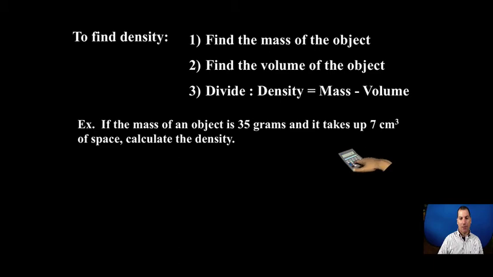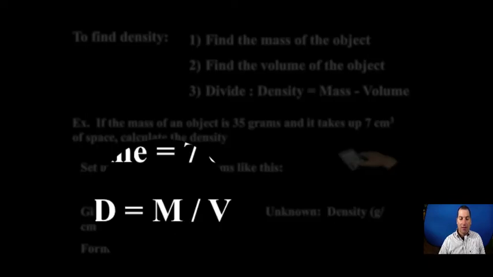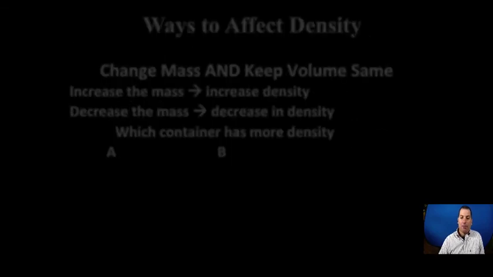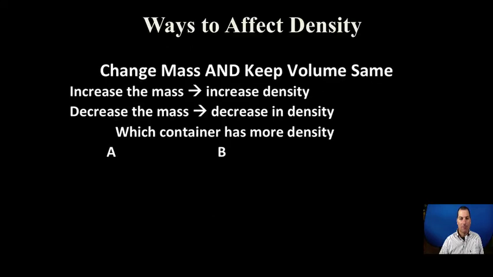So here's an example. We're going to try to find the density of an object that is 35 grams and it takes up 7 cubic centimeters. So we set up the density problem. We write down what's given. You can see on the left there we have mass 35 grams, volume 7 cubic centimeters. Our unknown is D, density. So we're going to go ahead now and look at the equation on the reference table. D equals M over V. We're going to plug it in here and divide. And then you can see that 35 divided by 7 is 5 grams per cubic centimeters. Notice the units come right out perfectly if you leave them in the equation, grams per cubic centimeters.